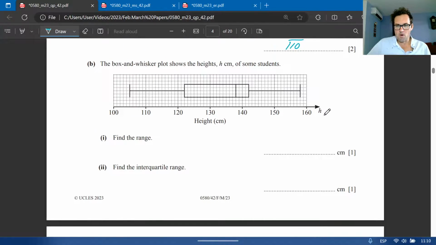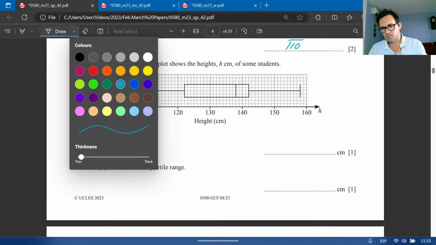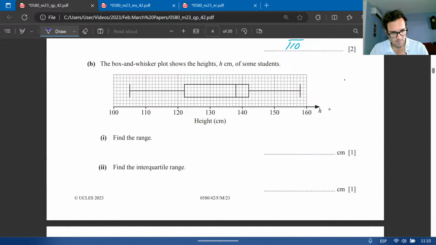Part B, a box and whisker plot. It shows the heights of some students who do reaction tests, then they measure how tall they are. Find the range. Be careful, this is not the interquartile range, it's just the range. So we take the highest value, which is this one over here. Be careful with the scale. It seems like there's 10 squares between 150 and 160, so each square counts for 1. So the highest score there would be 158.